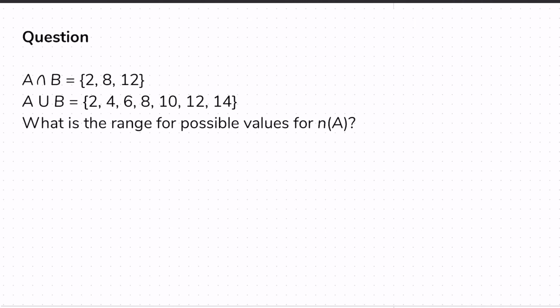In this next question, we're asked to find the range for the possible values of n of A, and we're given some statements about A and B. So A intersection B is 2, 8, and 12. That means that 2, 8, and 12 are included in both A and B. So we can think about this in terms of maybe a Venn diagram, right? This part here is the bits in here. And A or B, A union B, is the whole thing.